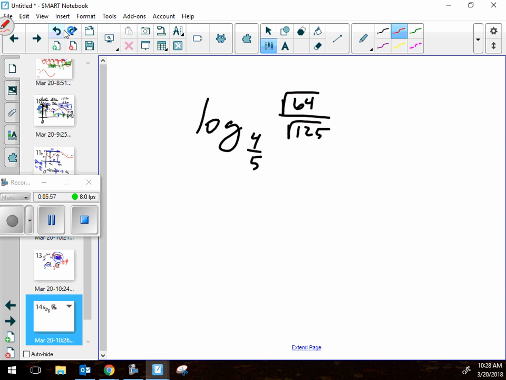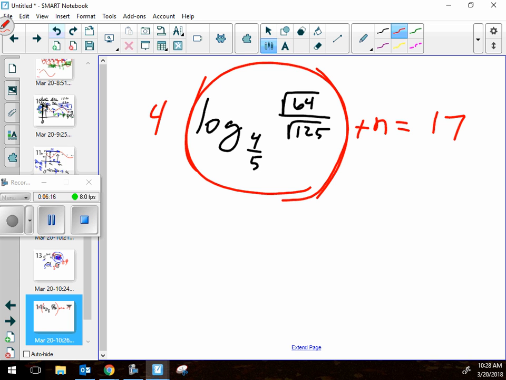And really all of that is equal to 3/5. And then I could say 4 times that plus n is equal to 17. And that looks like the scariest problem in the world. But then, if this gets simplified down to 3/2, like we just showed a second ago, it would be 4 times 3/2 plus n equals 17. And then it's not so hard at all. The log's gone, and you're just solving a simple equation.